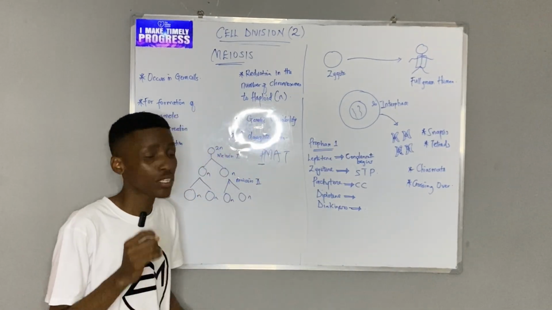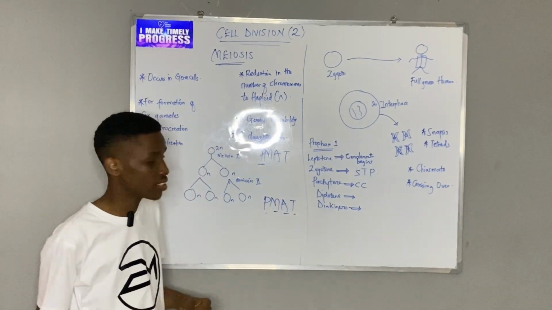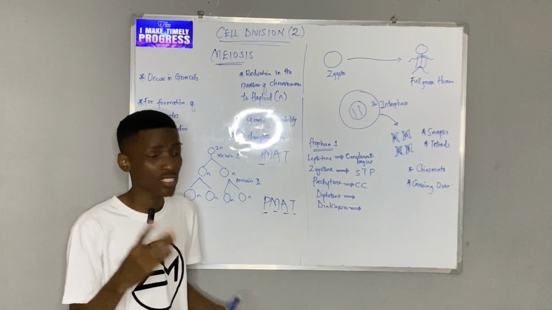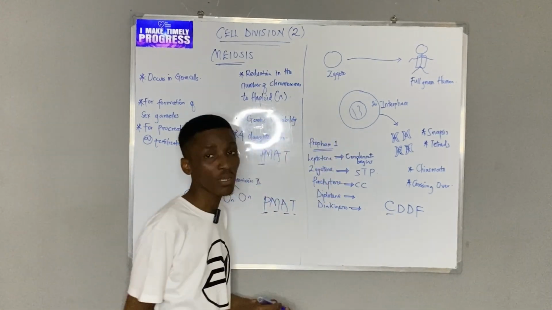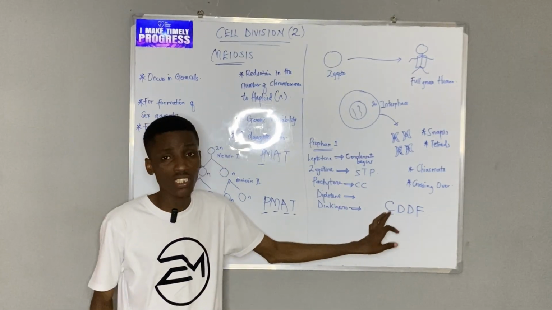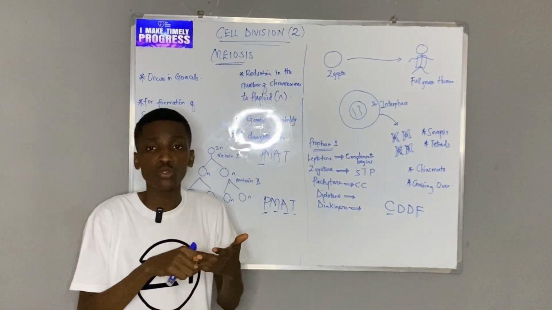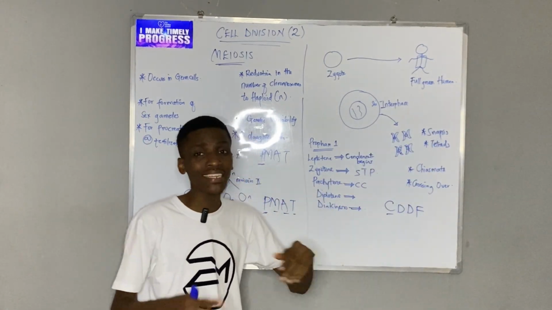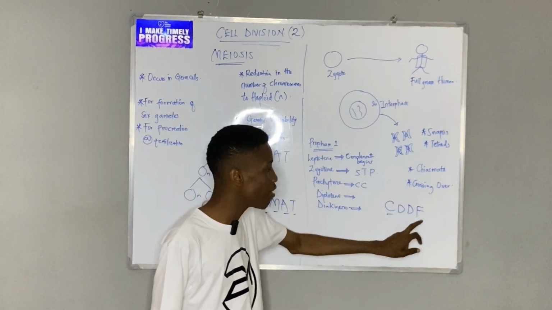If you remember in mitosis, we had prophase, metaphase, anaphase, and telophase. The prophase here in meiosis 2, which is the same as mitosis, would have four things: C, D, D, F. The first, C, is that the chromosomes condense, so they become visible with two sister chromatids. The first D is that the centrosome will duplicate and migrate to opposite poles.